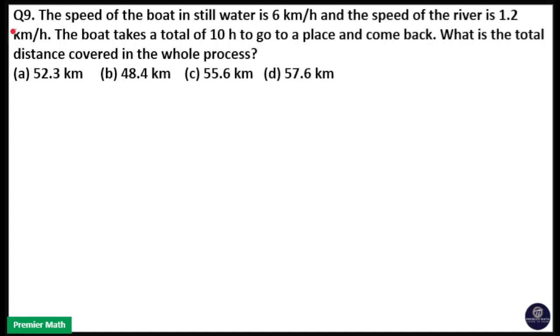Next is question number 9. The speed of a boat in still water is 6 km per hour and the speed of the river is 1.2 km per hour. The boat takes a total of 10 hours to go to a place and come back. What is the total distance covered in the whole process?